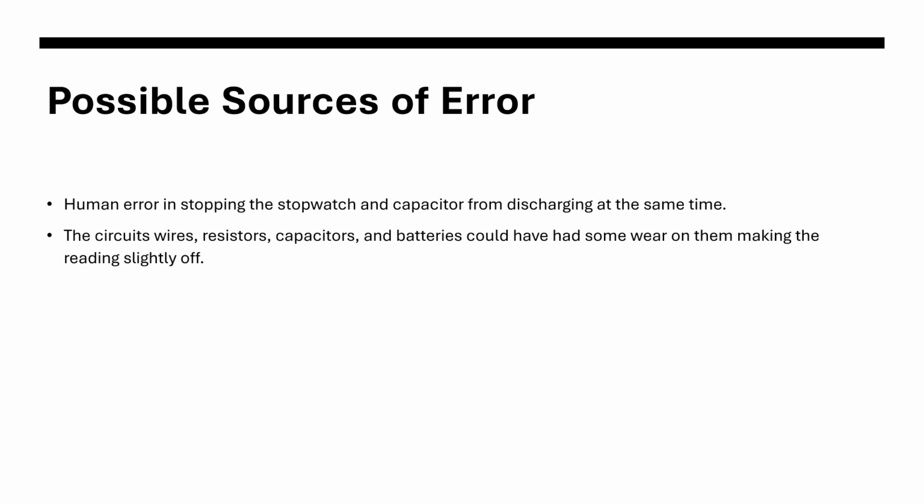Sources of error: human error in stopping the stopwatch and the capacitor from discharging at the same time. The circuit wires, resistor, and capacitor batteries could have had some wear, making the reading slightly off.